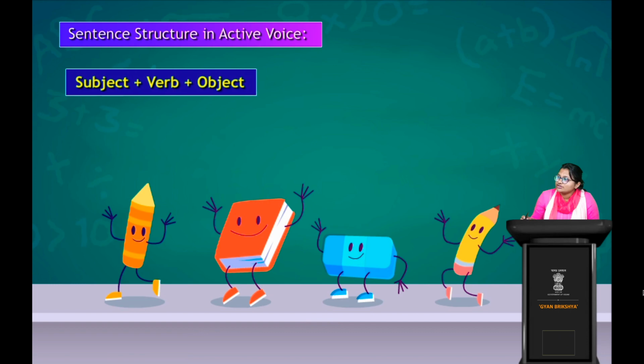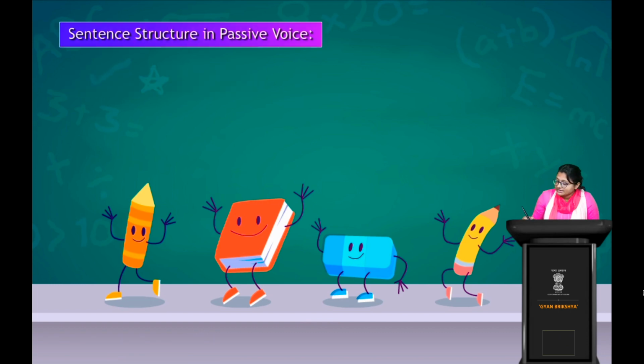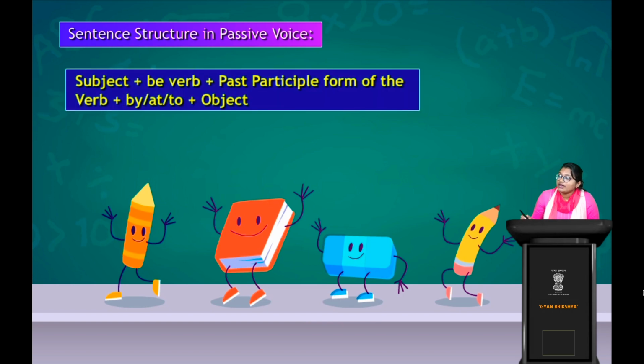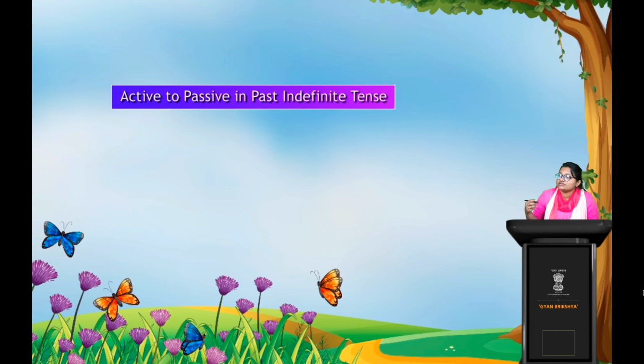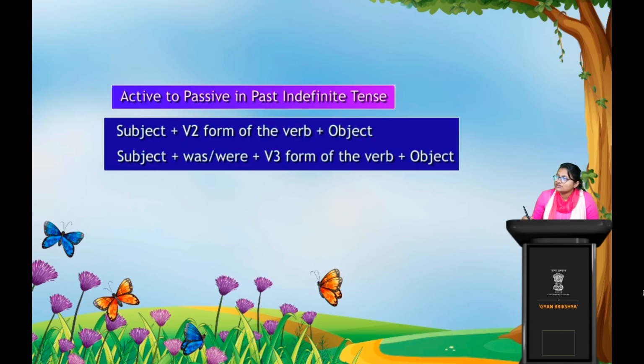Let's look at the sentence structures once again. This is the original structure of the sentence in case of active and in case of passive, and when we have the tenses changing, the structures keep changing a bit. So this is in case of past indefinite tense. In active, we will see only V2 form and object, but in case of passive voice, it comes was, were, and the form changes from V2 to V3, right?